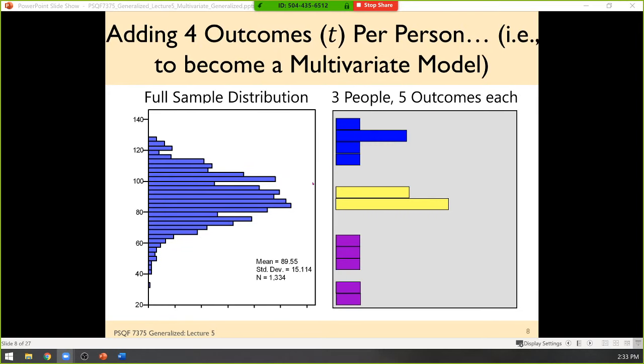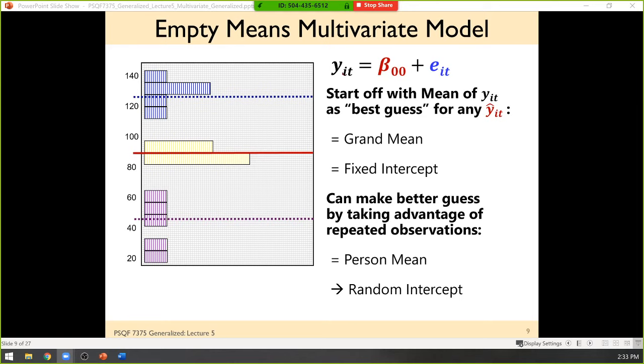But if we change the setup from a univariate one, where each person has one outcome, to let's say that embedded inside this picture, each person actually has 5 outcomes. So this is what it would look like for 3 people. I have a blue person, a yellow person, and a purple person. Now, how does that idea of an empty model change? Well, if I'm going to predict each outcome for each person, I could start off with just the mean across all the outcomes as my best guess. That is the grand mean, beta 0,0. Now I'm going 0,0 here because I have an index for which person and which outcome. And the E takes on the same index, iT, for which person and which outcome, where T is for outcomes. That's my fixed intercept.